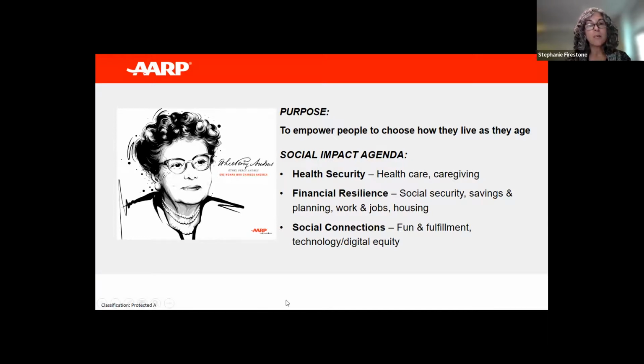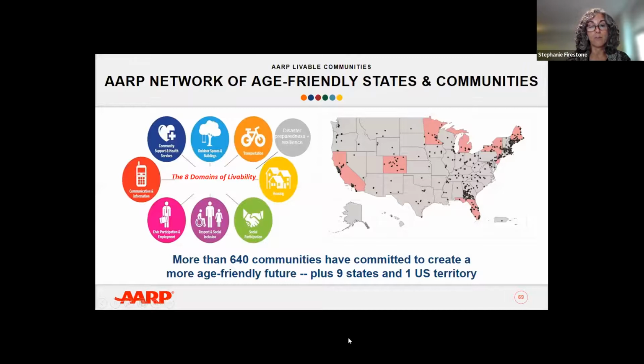So AARP is a social mission organization with 38 million members, intended to empower people to choose how they live as they age. We have offices in the 50 states plus territories and Washington, D.C. And we advocate a lot on livable communities issues. So that's what I'm going to talk about a little here.